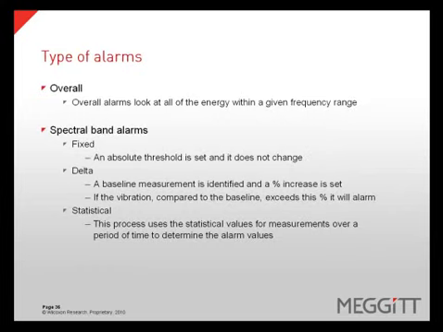Overall alarms, which look at the total amount of energy within a given frequency range, and spectral band alarms, which allow the user to set several specific frequency alarms to better identify specific faults. Spectral band alarms can be fixed in amplitude, alarm off of a change over a baseline, or use a statistical process to determine the alarm level. We will discuss each of these further in the coming slides.